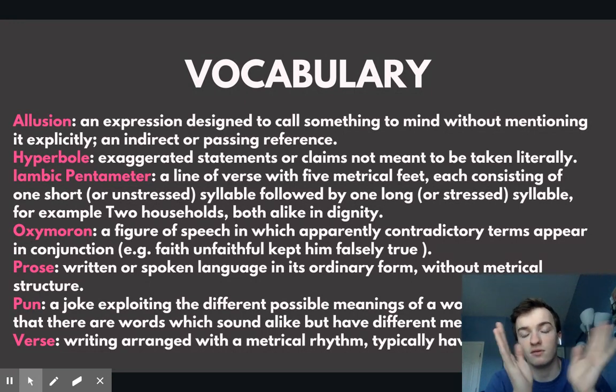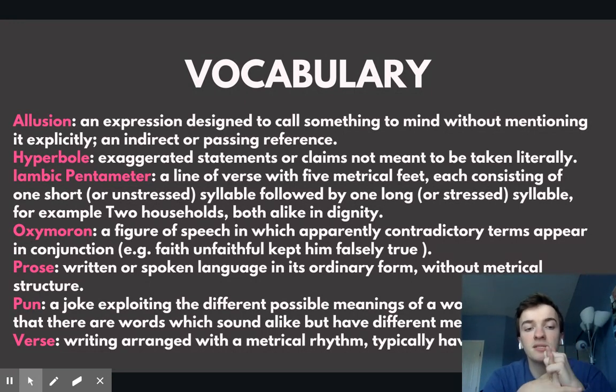Shakespeare does move between verse and prose as well. And then a pun is a joke exploiting the different possible meanings of a word or the fact that there are words which sound alike but have different meanings. You're probably very aware of what a pun is. You probably use puns in your life. It's typically those dad jokes that aren't really funny, but you're expected to laugh at.